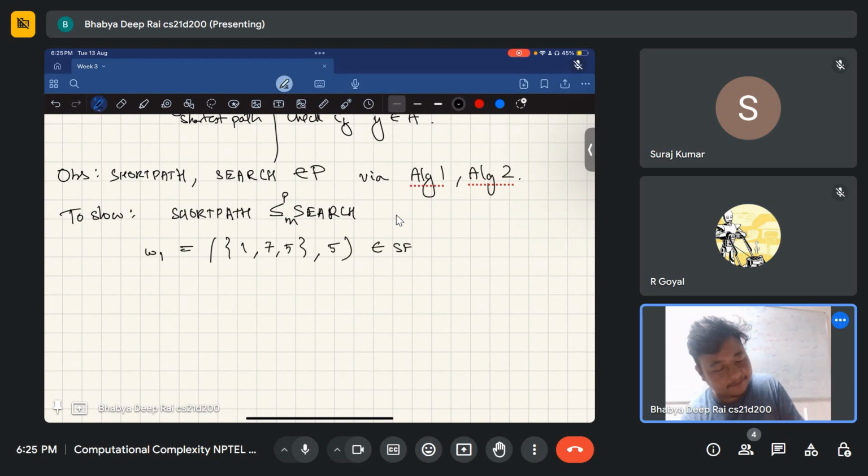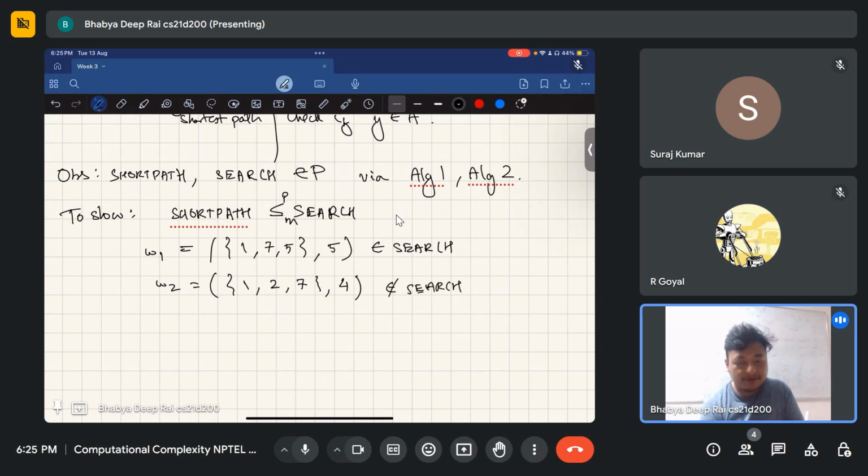This is in search. Now fix W to be anything, say 1, 2, 7, where you need to search whether 4 is there. This is not in search. Why? Because 4 does not belong to the set. Getting it?